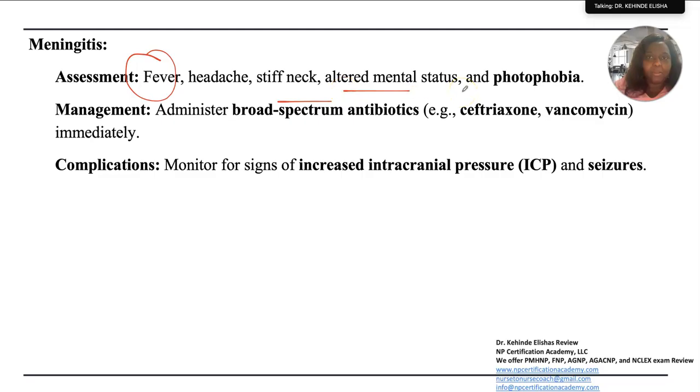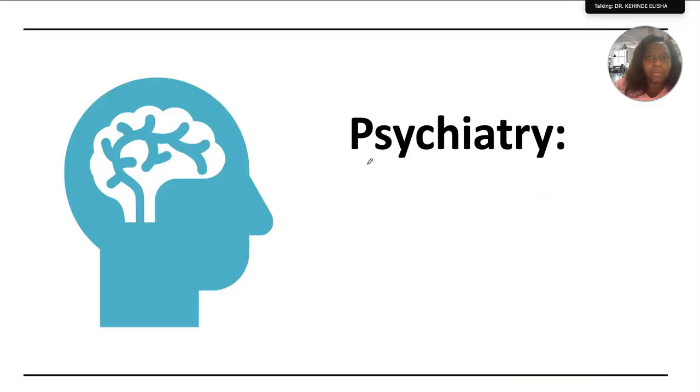How do we manage somebody with meningitis? Broad spectrum antibiotics like ceftriaxone, vancomycin. Don't forget to go through your content on antibiotics. Don't forget to understand your drugs and your class and be able to connect with it at any point in time. What complications can we potentially see with somebody with meningitis? We've got to monitor for increased intracranial pressure and seizures. That is the thing. Whenever there is a shift in the brain, this is not an uncommon thing.